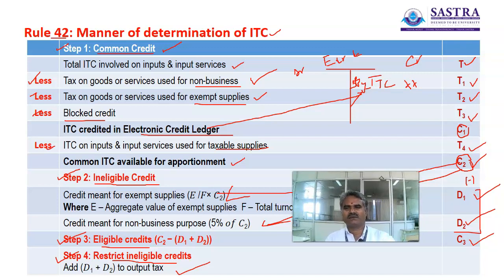Here you have to classify goods into the following: how much you are using, non-business, exempt, block and taxable. And also you have to follow 4 steps: step 1, step 2, step 3 and step 4. Step 1 for common credit, step 2 ineligible credit, step 3 eligible credit, step 4 restricted ineligible credit.